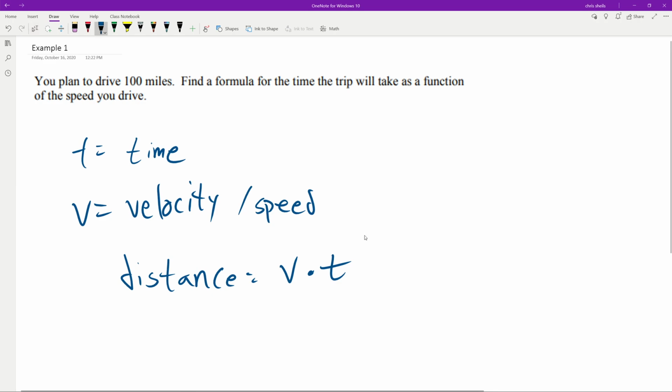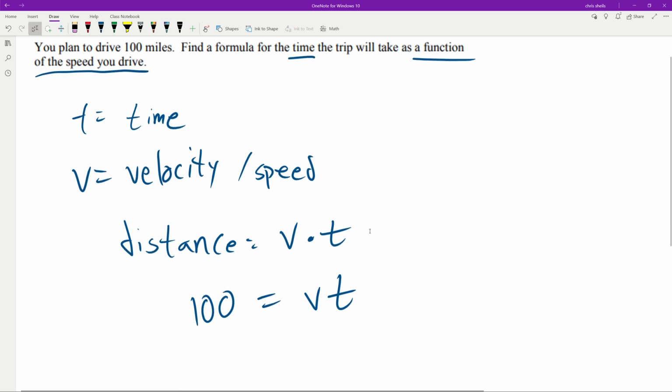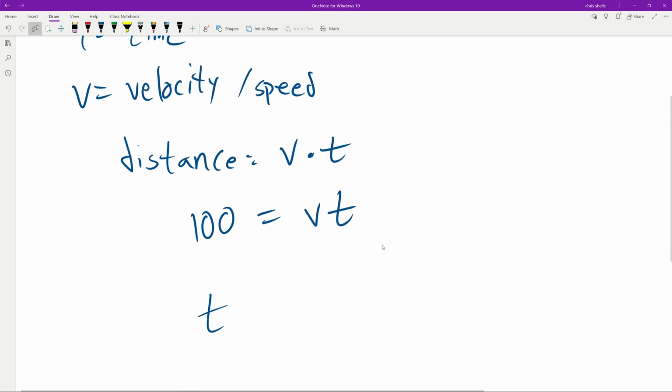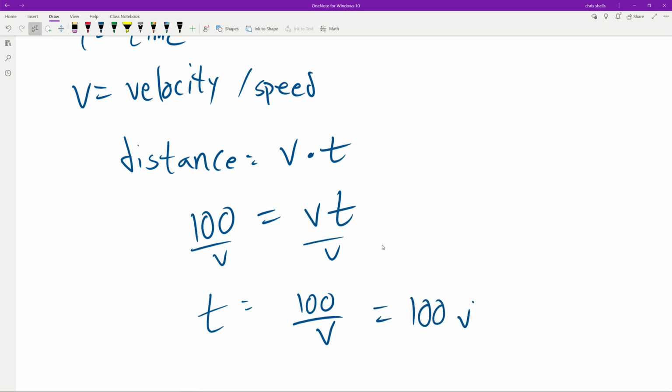So I know that the distance that I plan to drive is 100. So this is equal to v times t. I want to find a formula for the time that the trip will take as a function of the speed. In order to do this, I just isolate the t. I divide both sides by v, and I get that t is equal to 100 over v, or we could write that as 100 times v to the negative 1 power. So this relationship can be written using this negative exponent or by writing this as a fraction.